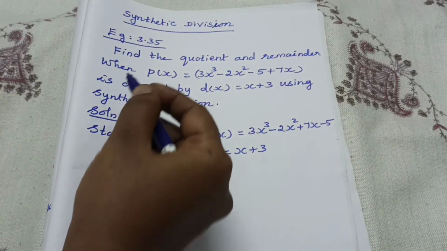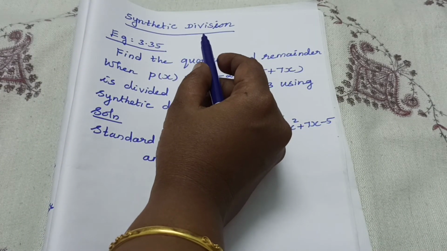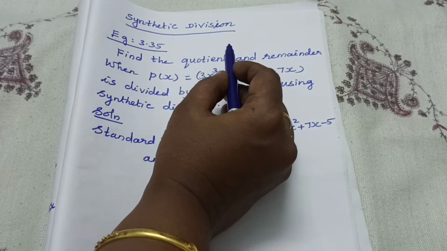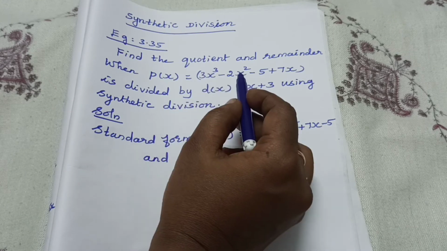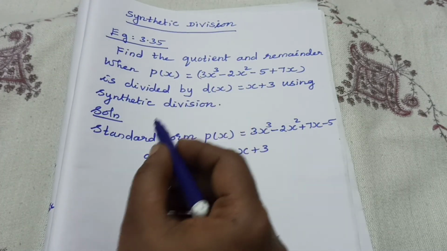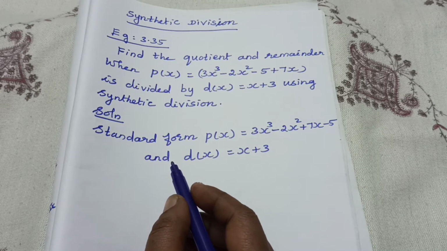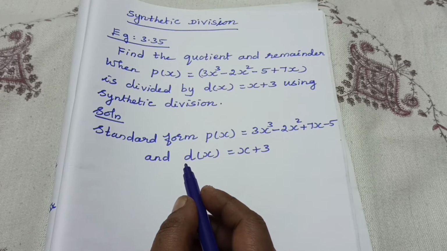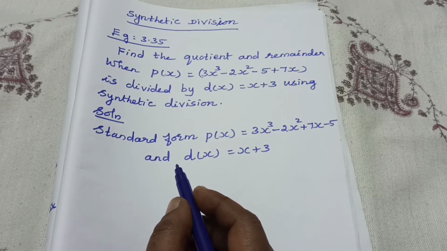Next we are going to learn synthetic division. What we learned previously was division of polynomials, the ordinary division, but here it is synthetic division. Synthetic division is a shortcut method of polynomial division. The advantage of synthetic division is that it allows one to calculate without writing the variables.